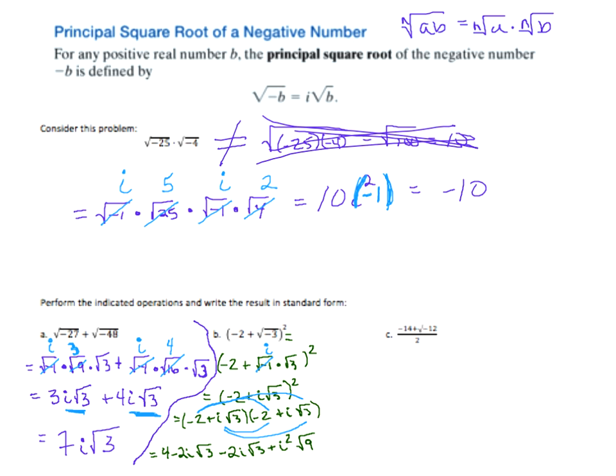So I'm going to combine my like terms. I can take the square root of 9 and get 3, and I'm going to multiply that by i squared, which is -1.